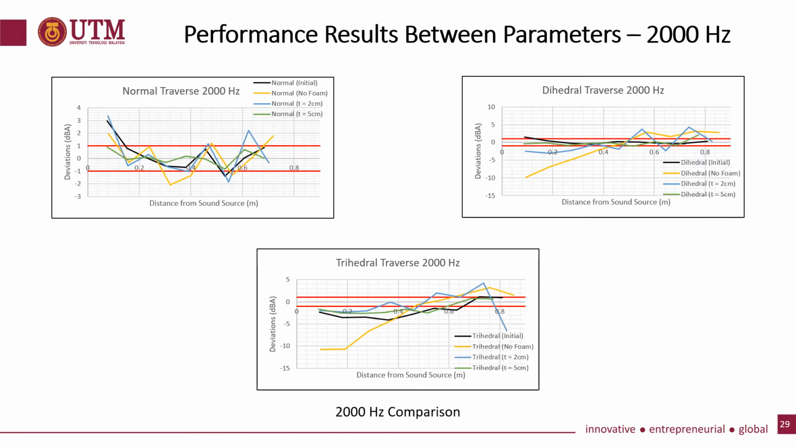Okay, next is the performance result at 2000 Hz. Here you can see that there is some improvement with the acoustic foam thickness of 5 cm. On the normal traverse, it is within the limit set by the standard, as well as the dihedral traverse. Even though the trihedral traverse is not within the limit, it still almost follows the standard, which is plus minus 1.0 decibel.